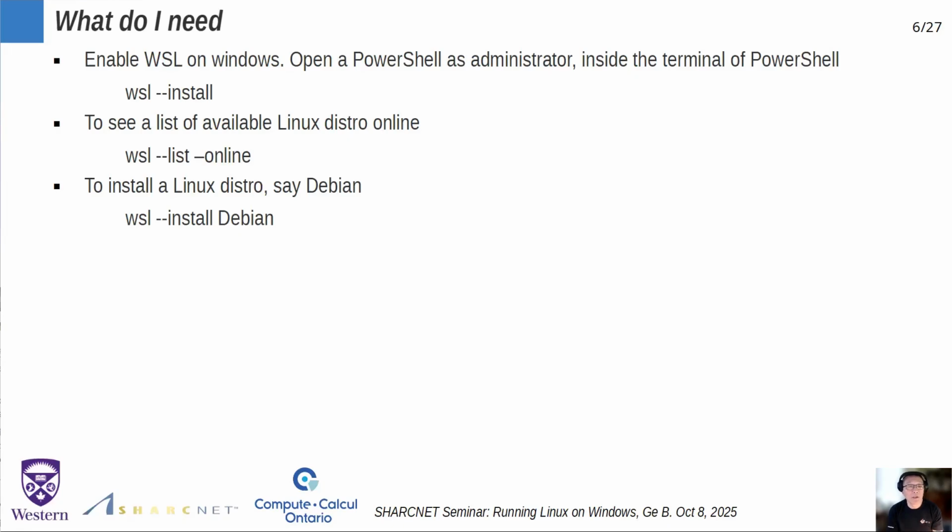In the example shown on the slide, I'm installing Debian. So you type wsl --install Debian. And in a little while, the Linux operating system, the Linux distribution Debian, will be installed on your Windows.